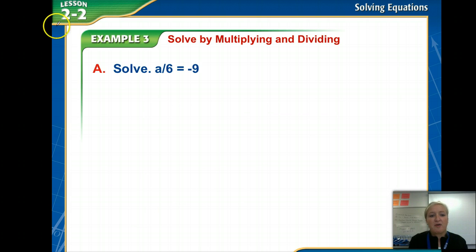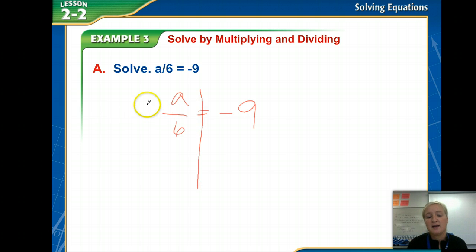Here is our first example for example 3, solving by multiplying and dividing. A divided by 6 equals a negative 9. Okay, again, always draw that line down the equal sign. We have an A divided by 6. So that tells me that if it's division, I need to undo it by multiplication. So I'm going to multiply both sides by 6. This is kind of like a fraction, 6 over 1. These cancel each other out. So I'm just left with A on this side, and a negative 9 times 6 equals a negative 54.